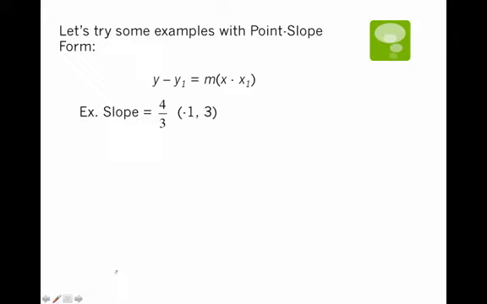Okay, so let's try some examples using point-slope form. I'm given the slope 4/3, and I know I have a point somewhere on the line of -1, 3. Let's go ahead and plug in what we know. Well, I know y minus, here's my y value, 3, equals my slope times x minus x1, which is going to be that point on the line, which is -1. I'm going to simplify that just a little bit. y minus 3 equals 4/3 times x plus 1. And that's really all you need to do.